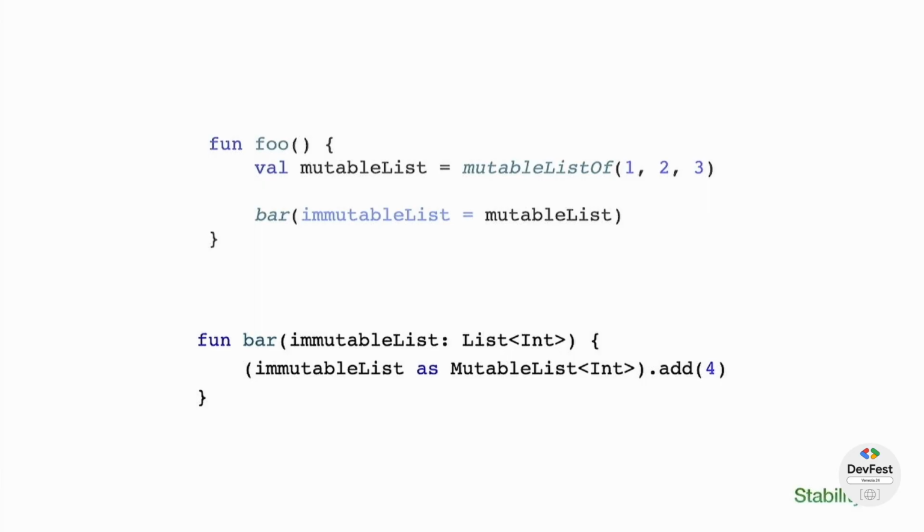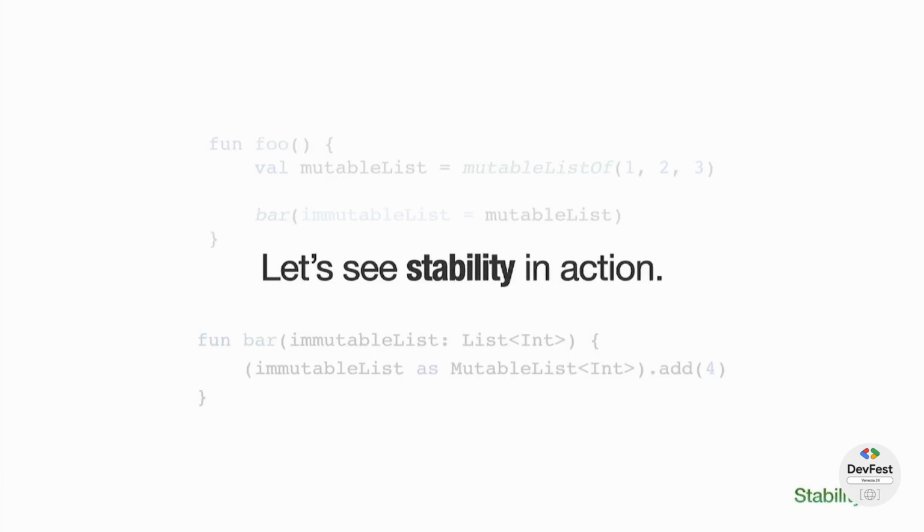They have like an immutable list, immutable, and those kinds of things. So you can rest assured that Compose won't flag your state object as unstable because of this reason. All right, so let's see stability in action now.